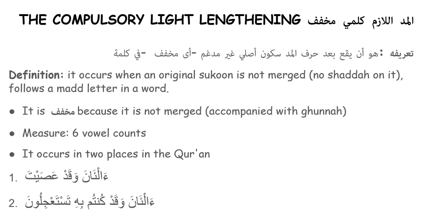And the next one is maddul lazim kalmi mukhaffaf, which is just the direct opposite of muthaqqal, where the original sukun is not merged and it is not accompanied with gunna. It is light, it is the compulsory light lengthening, and it is mukhaffaf because it is not merged, it is not accompanied with gunna, and it is also to be lengthened for 6 vowel counts.